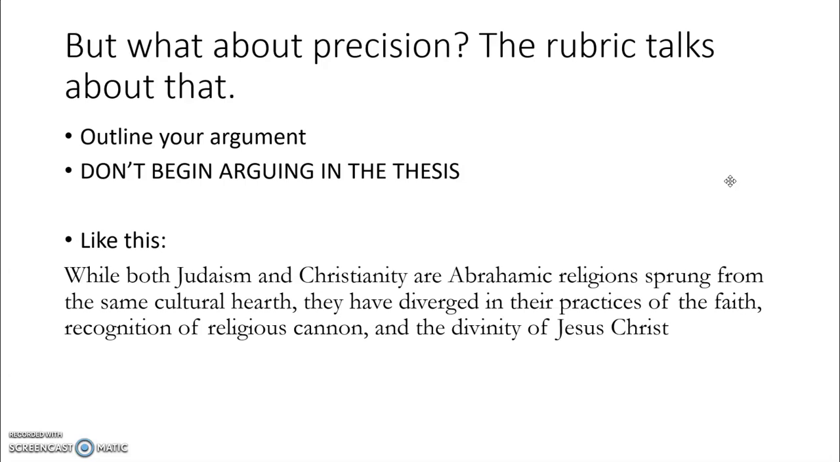An example of an A with our example prompt is this. While both Judaism and Christianity are Abrahamic religions, sprung from the same cultural hearth, they have diverged in their practices of faith, recognition of religious canon, and the divinity of Jesus Christ. Fantastic. So this one not only references the prompt directly, it's clear, it's precise, and also it gives me a roadmap of what it's going to talk about, the categories of things. Notice it doesn't bring in any specific evidence, but I absolutely know how this is going to work.